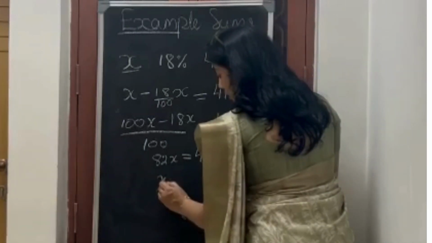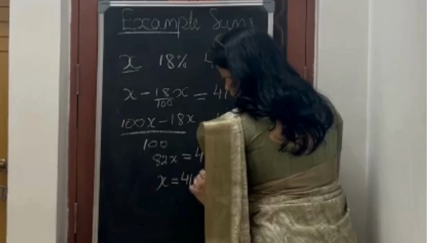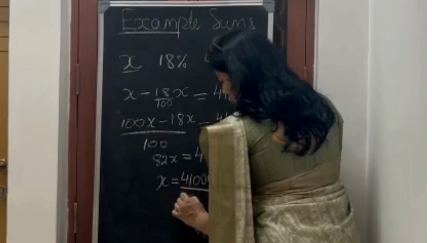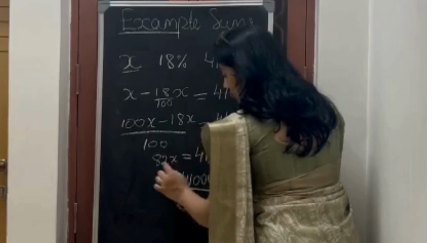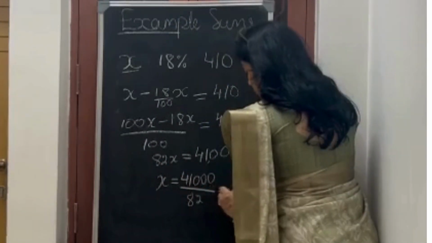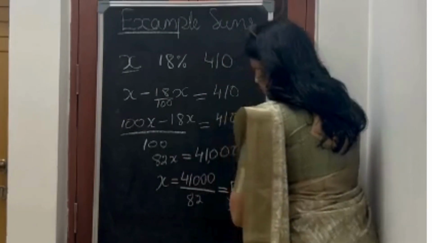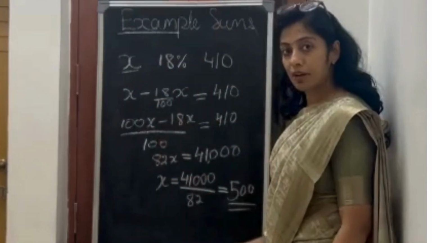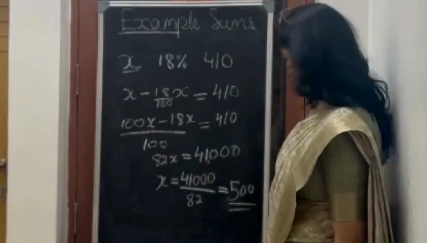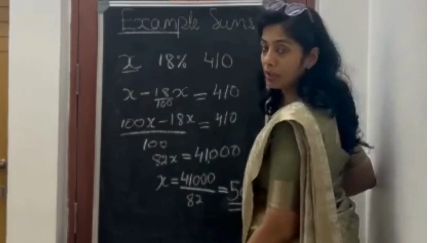Now x equals 41,000 divided by 82. Because it is a multiplication here, it will be division on the other side. The answer is 500. So what is x? x is 500. Very easy, right? Okay, we'll do the next one now.